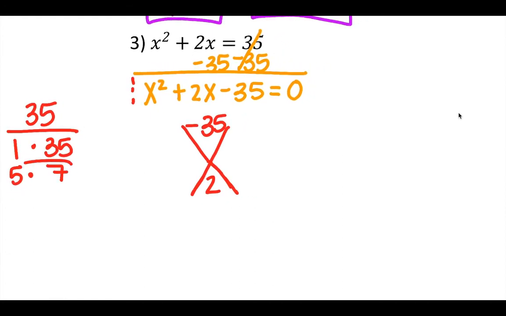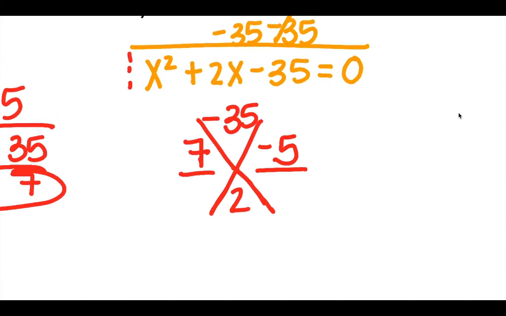So if I look here, 5 and 7, that's going to work, right? I need it to, when they add together, to be positive. So I'm going to make the 7 positive, the 5 negative. So when I multiply them, it's the negative 35. Add them, it's the positive 2.